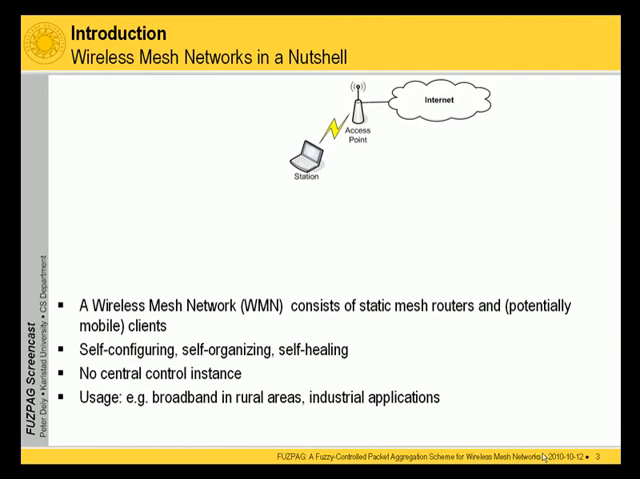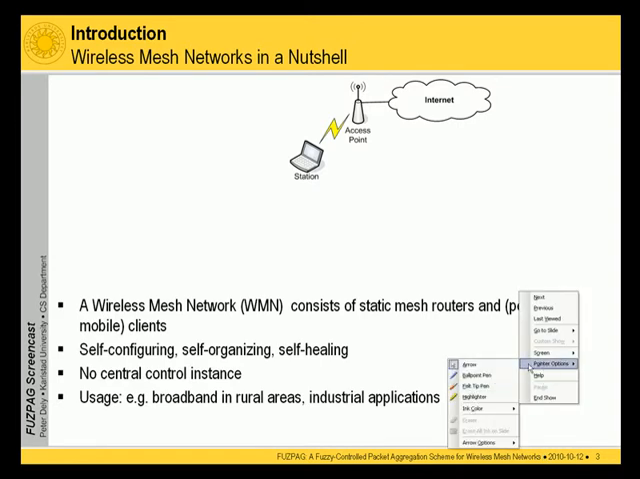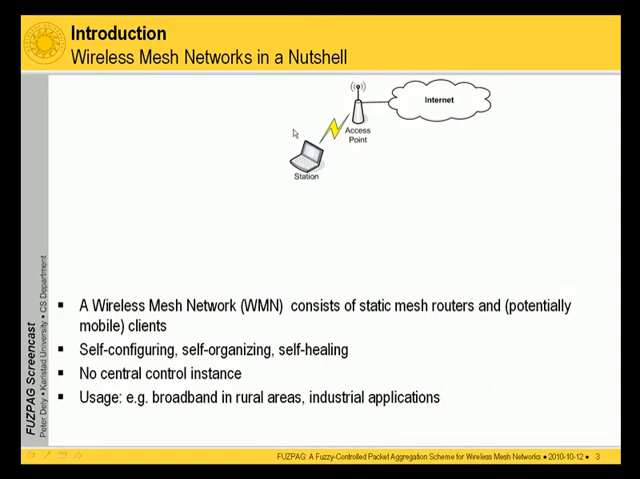So, what are wireless mesh networks? Let me explain that by an example that you all know. Consider you have a classical wireless LAN. In a wireless LAN, you typically have stations and access points.